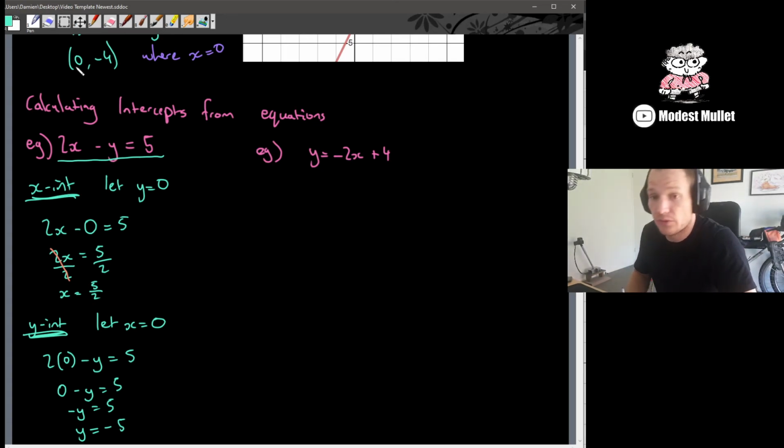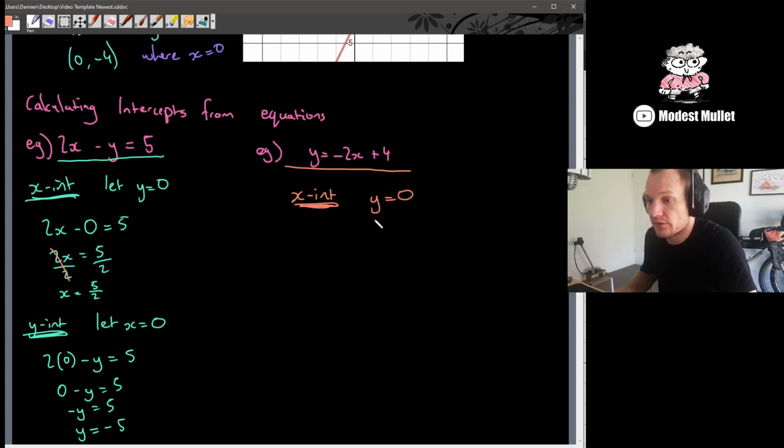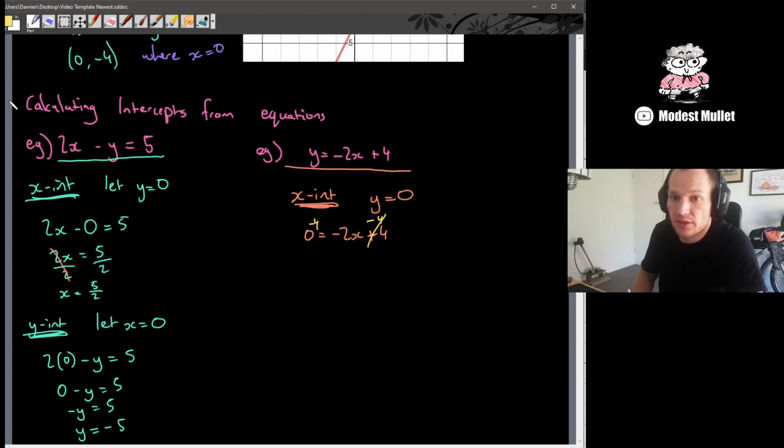Last problem, what have we gone? 14 minutes, sorry, a bit too long, but we'll do our second example. Same process again. I want to find the x-intercept, so I let the opposite letter equal to 0. So I'm going to make y equal to 0, so I get 0 equals negative 2x plus 4. I want to move the plus 4, so how do I move the plus 4? I take away 4 from both sides. That results in that cancelling. So I get negative 4 is equal to negative 2x.